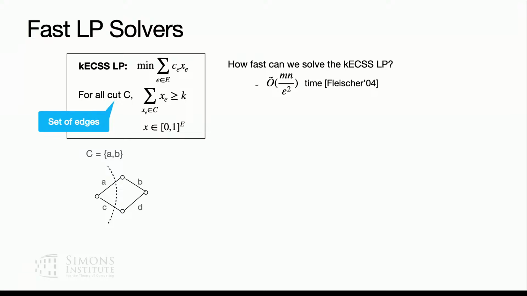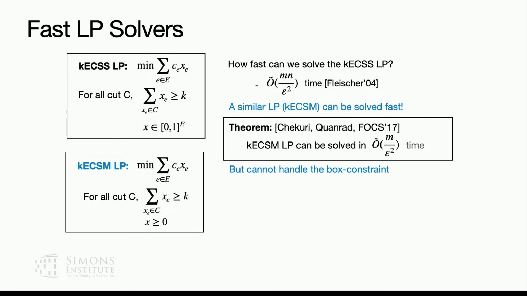And how fast can we solve this kECSS LP? You can solve it in mn time over epsilon squared, by Fleischer, very long ago. And it turns out there's a slightly easier problem, which is called kECSM. If you remove the box constraint, meaning that you can select multiple copies of an edge, then this problem is called kECSM, k-edge-connected spanning multi-subgraph. And a similar LP can be solved efficiently. The LP is exactly the same, except that you don't have the box constraint.